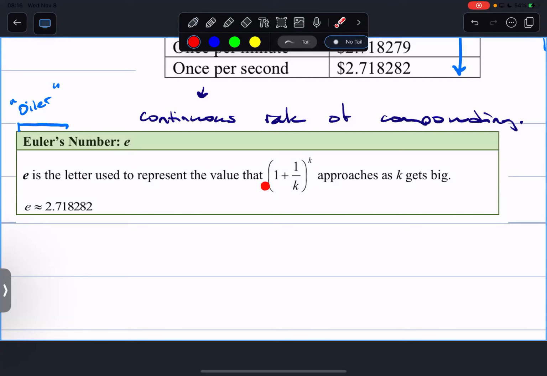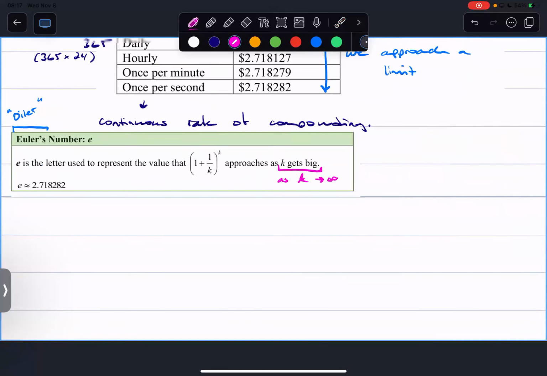E is the letter used to represent the value that 1 plus 1 over k, right? R was 100%, right? So 1 divided by the number of compoundings, and then to the power of k times t, but we're going to let t be 1 year, right? Over 1 year. So then you just have k times 1, right? And so this is this value as k goes to infinity. So as k approaches infinity, then you get e. So I'll rewrite it down here. E is the limit as k goes to infinity. And you don't have to think about that, but that's what we're saying of 1 plus 1 over k to the power of k.